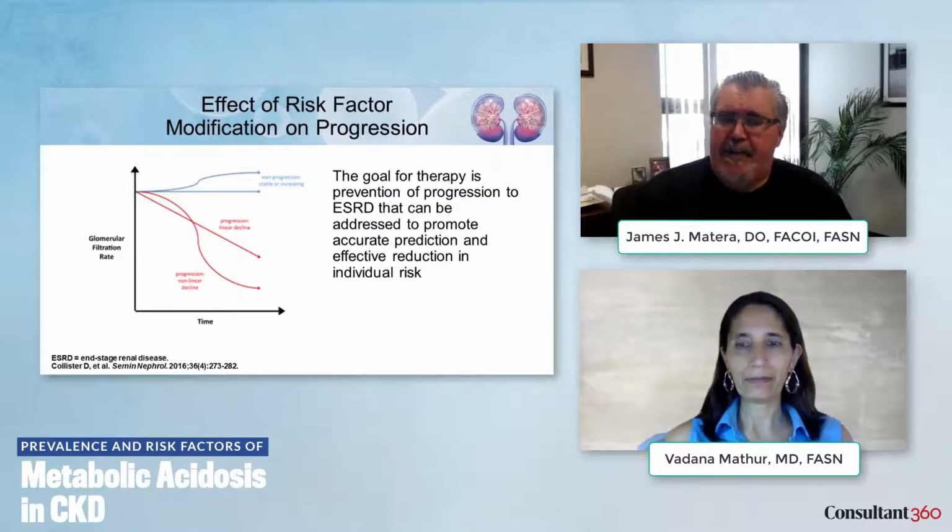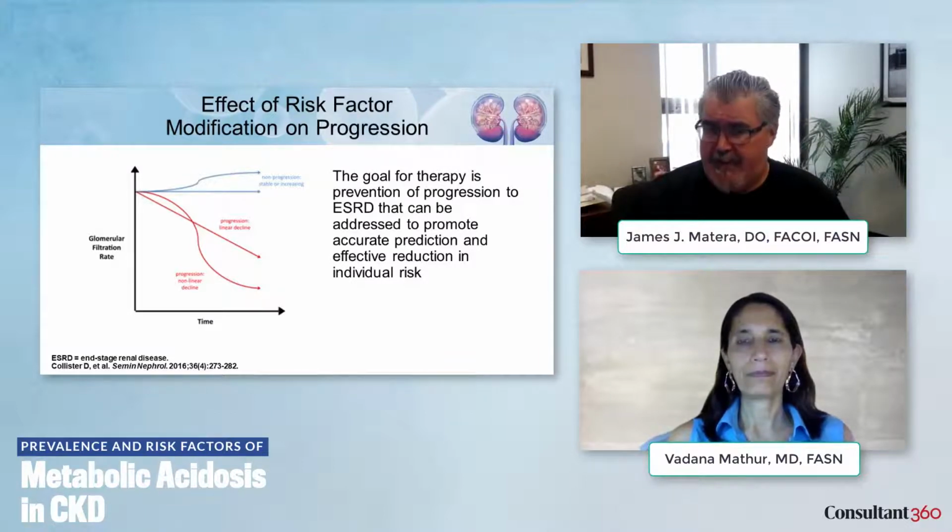So I put up a diagram here from Seminars in Nephrology, which shows the effect of risk factor modification on progression. Now, we all know the upper part of the graph here, the blue lines, is what we would love to see, where we don't have any progression of chronic kidney disease, or in fact, stabilization, which is the flat line, or some increasing glomerular filtration rate. We don't get to see that too often.